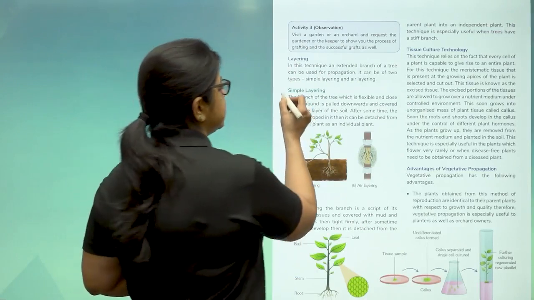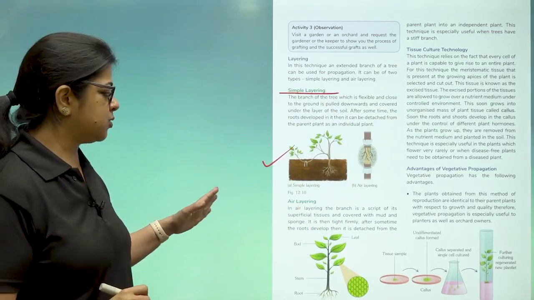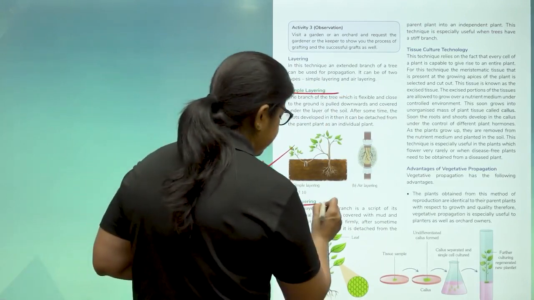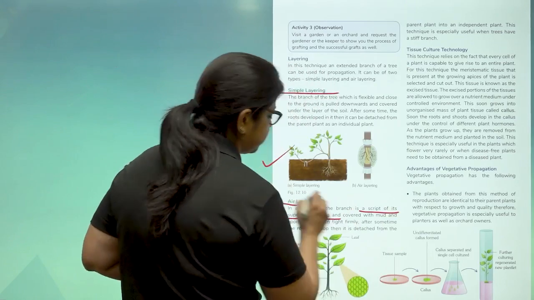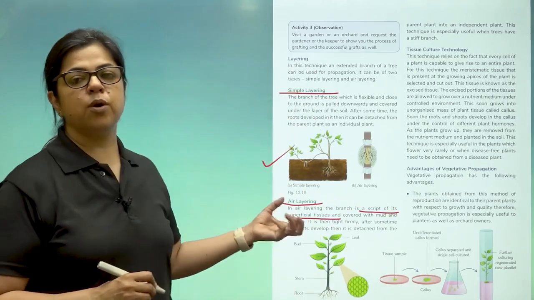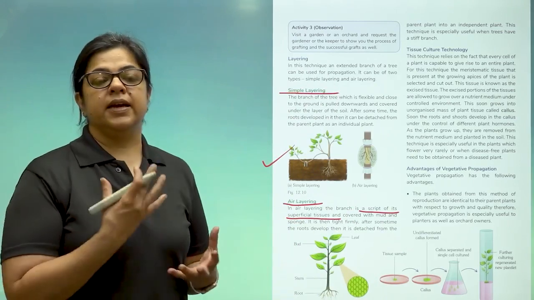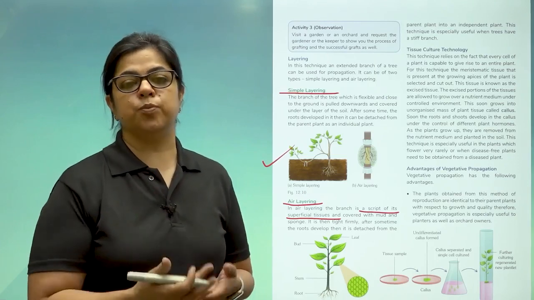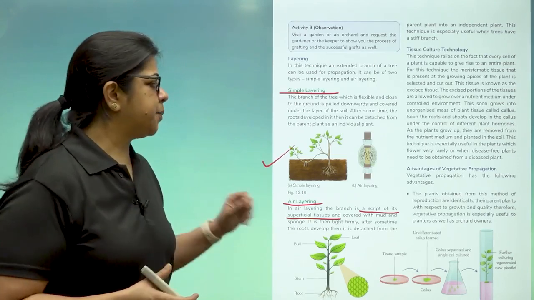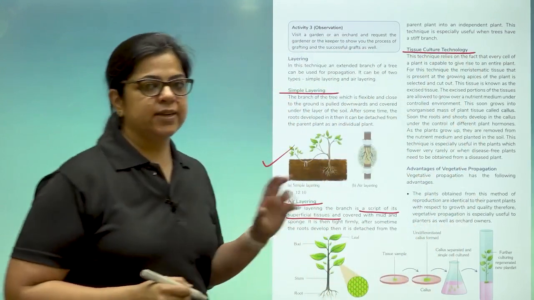Then there is simple layering that we have already done before. There is also a process of air layering in which a small amount of artificial tissue is taken from the cell of the main plant and they are planted in a petri dish and they are grown into a new plant inside the lab. This, children, is also the tissue culture technology.